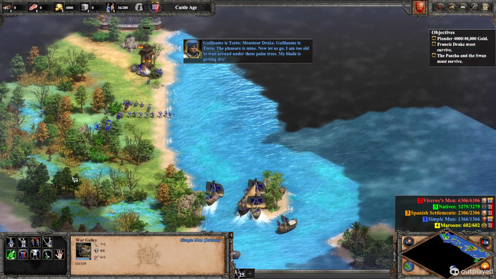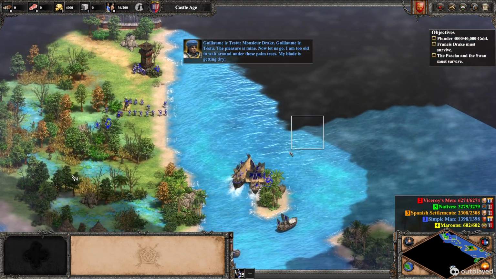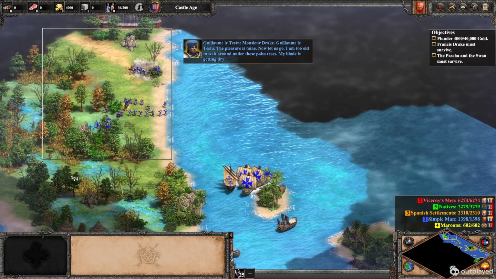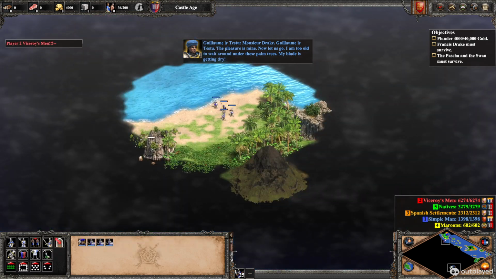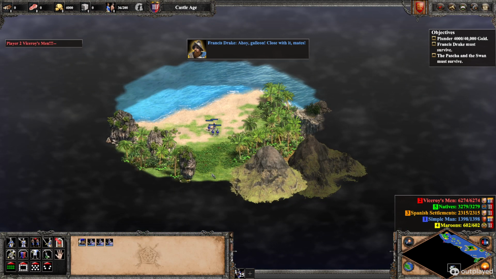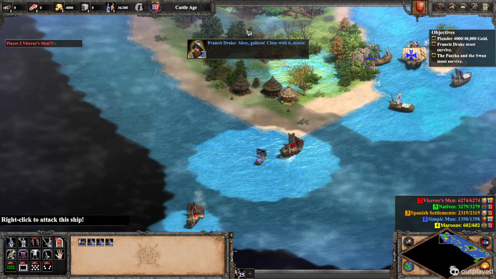Monsieur Drake! The pleasure is mine. Now let us go. I am too old to wait around under these palm trees. My blade is getting dry. Ahoy, galleon! Close with it, mates!